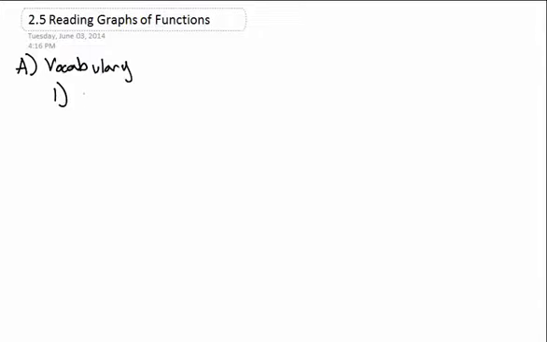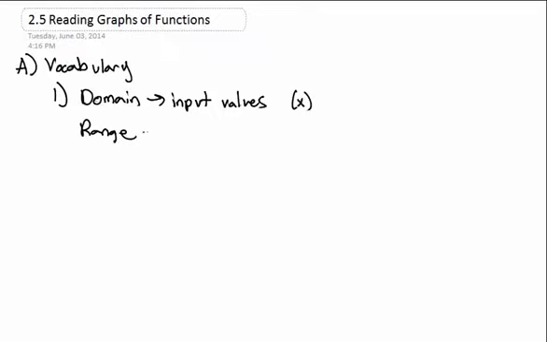First thing we need to know is the difference between domain and range of a graph. The domain is all the possible input values into a function. Generally, these are the x's. And the range is all the possible output values. Generally, we use the letter y to represent this.